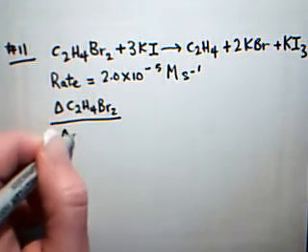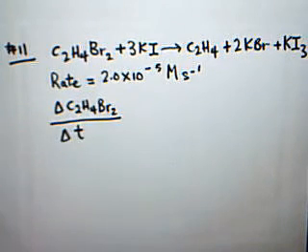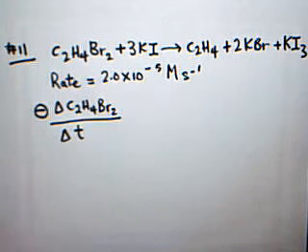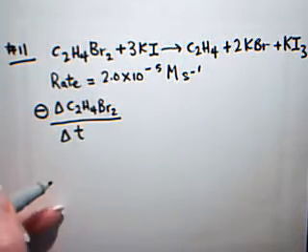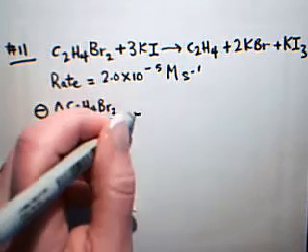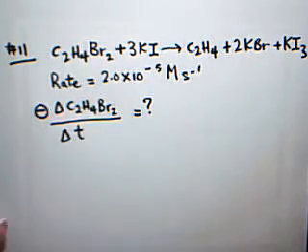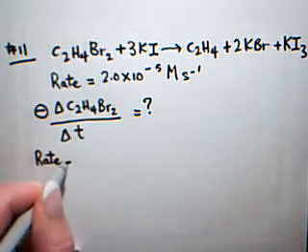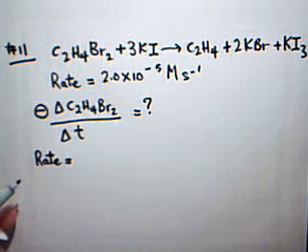And so you see the simple rate of change would be this, and that would be a negative value because its concentration is decreasing over time. And so if I put a negative sign in front of that, I get that rate of disappearance as a positive number. And so they're asking for this value.